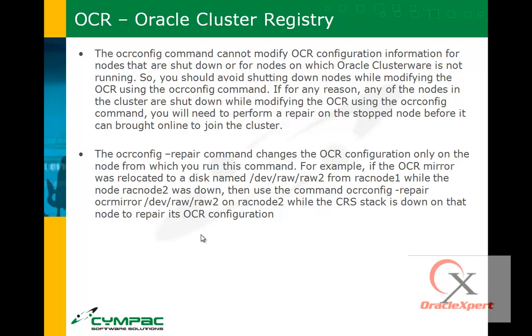So don't expect that when you type the repair command on beta it will also make the changes on gamma. You will have to type the same command on any other node that was down while you were doing the OCR migration. This is what it means here.